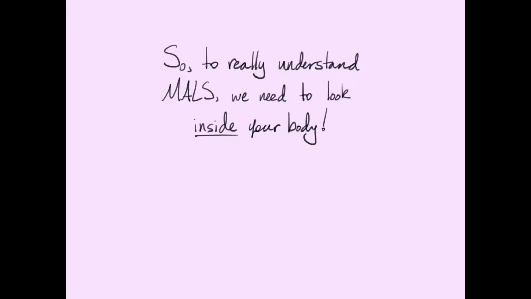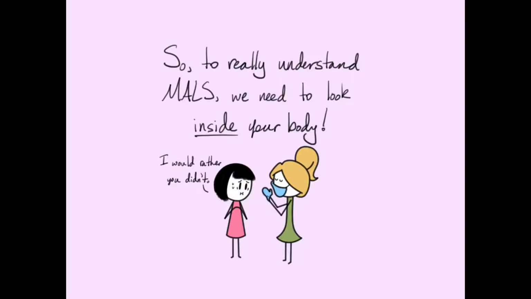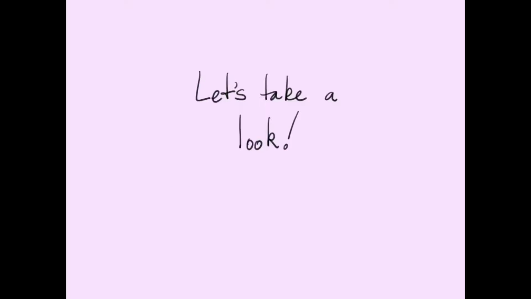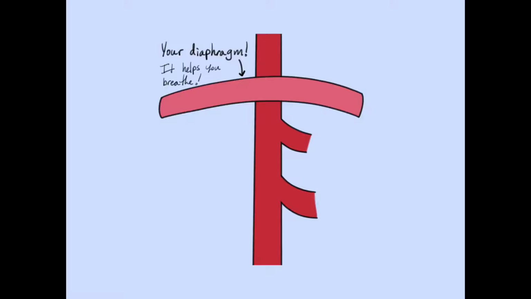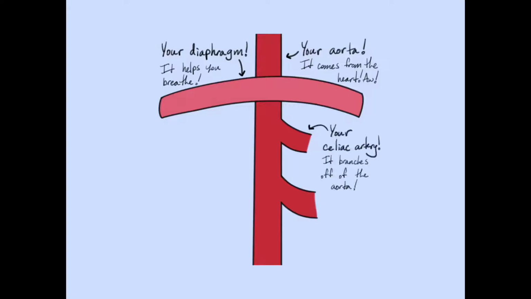So, to really understand MALS, we need to look inside your body. I would rather you didn't. We all must make sacrifices for our art. Let's take a look. Your diaphragm. It helps you breathe. Your aorta. It comes from the heart. Aww. Your celiac artery. It branches off the aorta. Your superior mesenteric artery. It's not important to this video, but here it is.